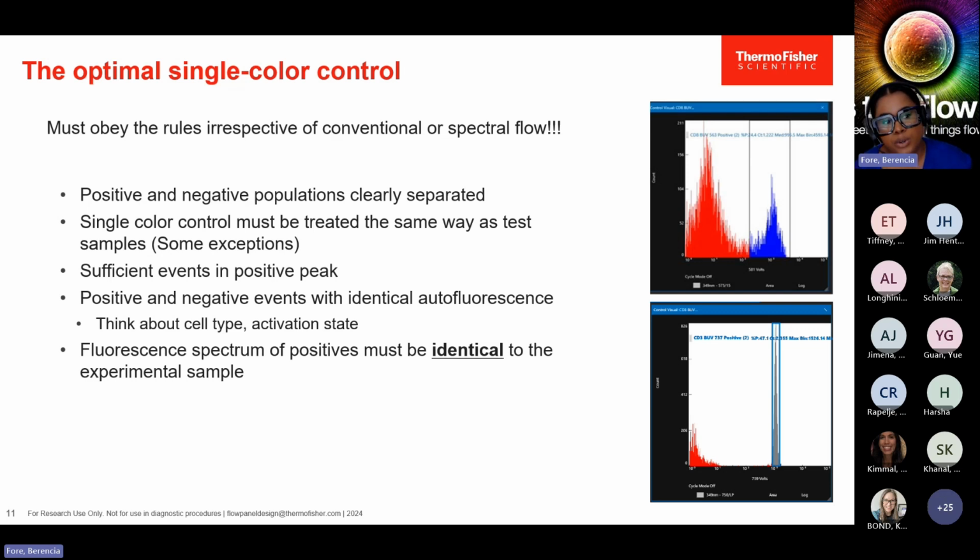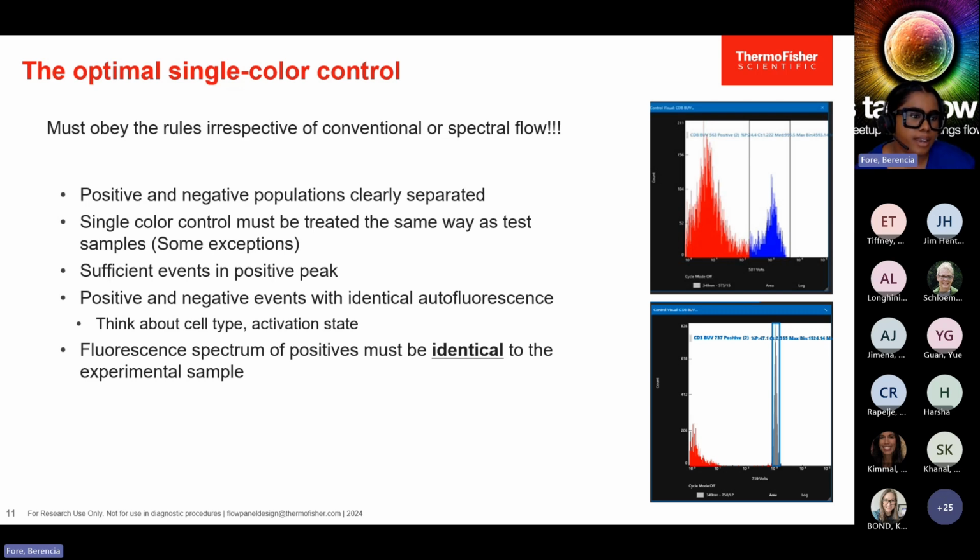And the next point, you also want to make sure there are sufficient events in the positive peak. And this can vary from instrument to instrument. On the BigFoot, for instance, there needs to be at least 400 events in that gate. And here is our fourth point, which was what I was previously talking about in the previous slides: the positive and negative events need to have identical autofluorescence.